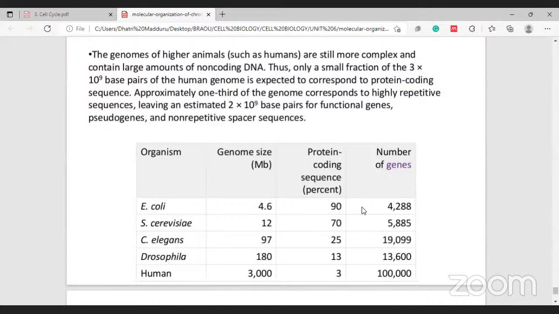So this is all about chromosomes: what the organization is, what the different types of chromosomes are, what the C value paradox is, and how much chromosomes and DNA are present in various organisms. Okay, now we discuss briefly the cell cycle. So I'll stop sharing this.